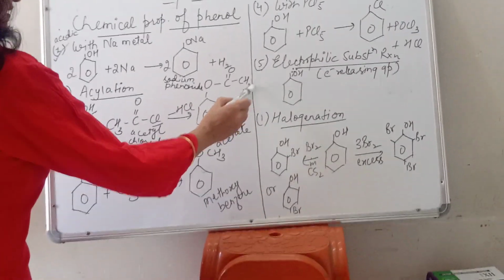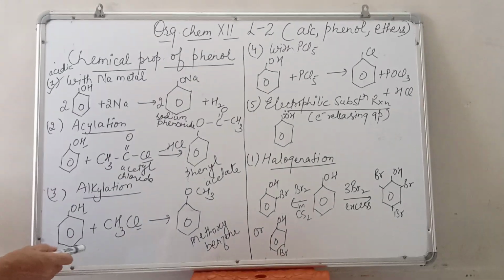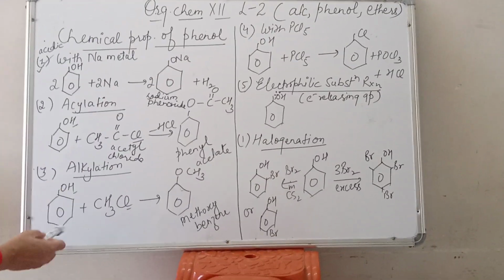That means it is known as phenyl. This is phenyl group and this is acetate. Phenyl acetate is produced. Then in alkylation what happened?